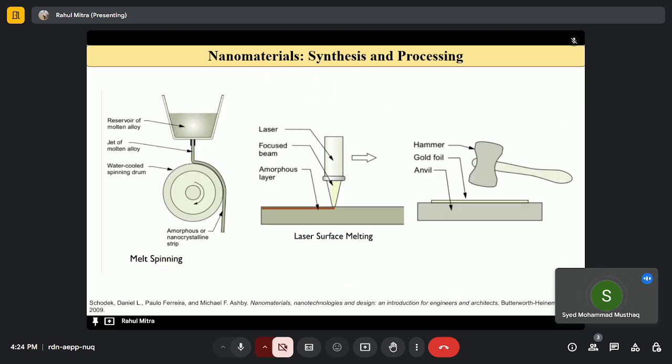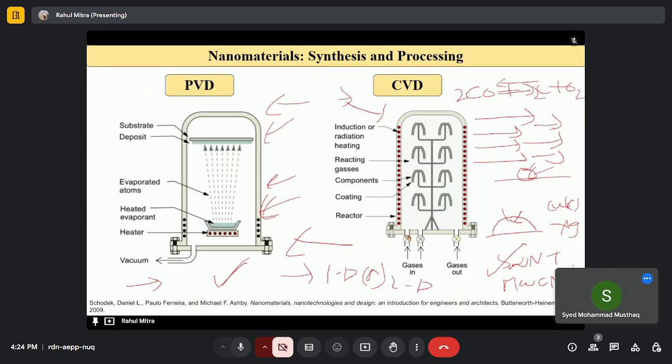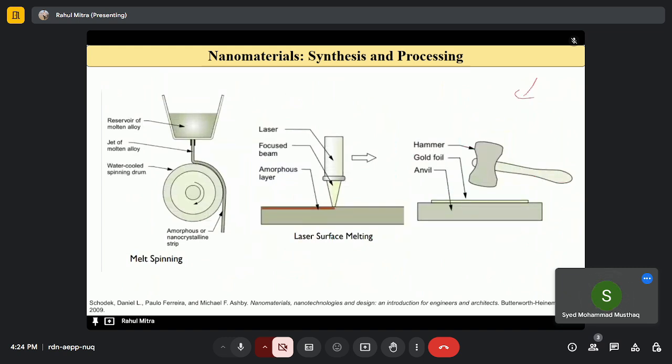Let's move on to, for example, the making of three-dimensional nanoparticles. So until now we have covered two-dimensional nanoparticles, and from now we will be discussing the synthesis of three-dimensional nanoparticles.